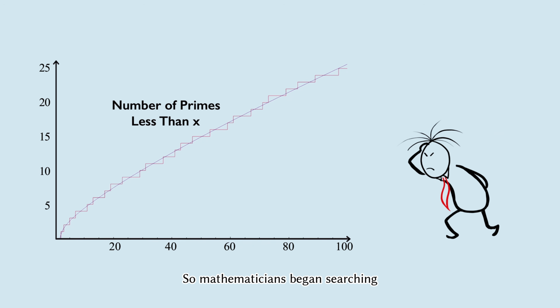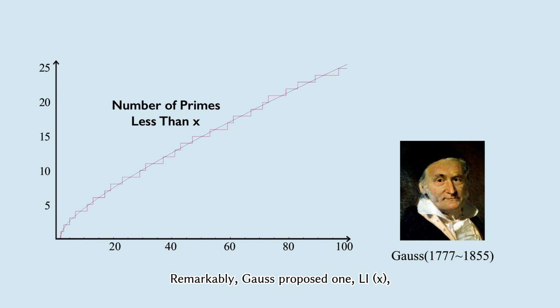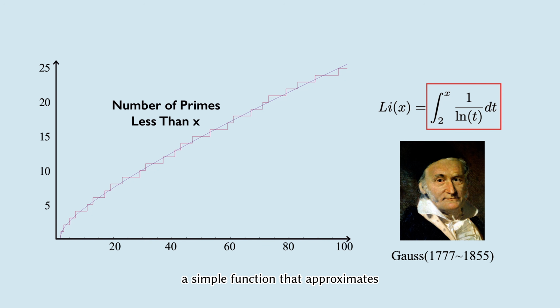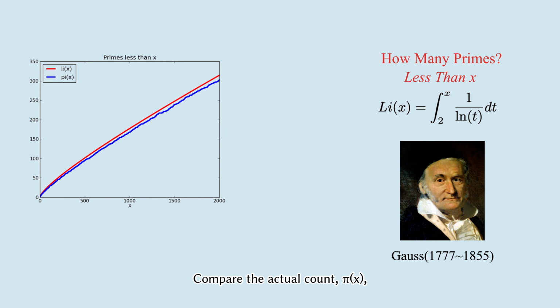So, mathematicians began searching for a way to capture this pattern with a single formula. Remarkably, Gauss proposed one, Li of x, a simple function that approximates how many primes there should be. Compare the actual count pi of x with Gauss's prediction Li of x.